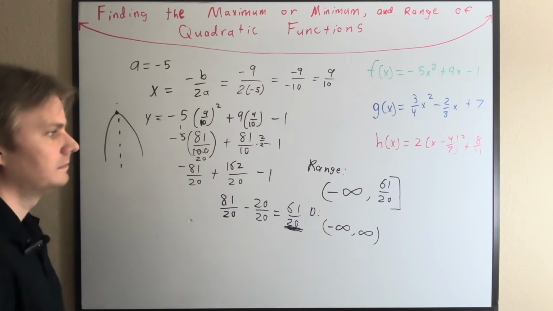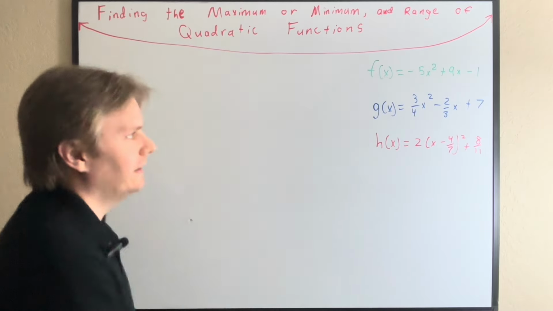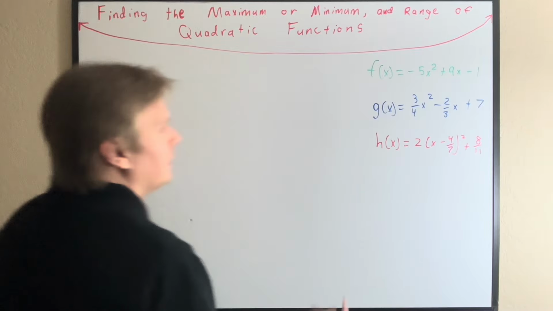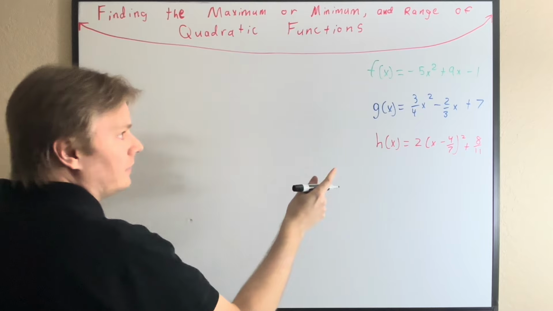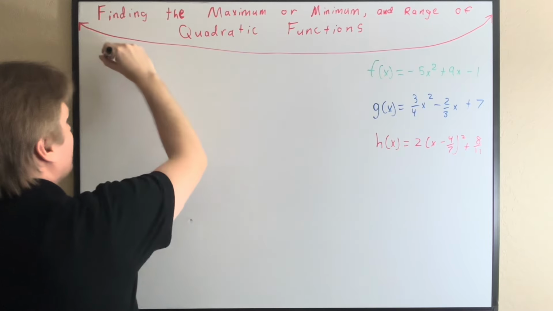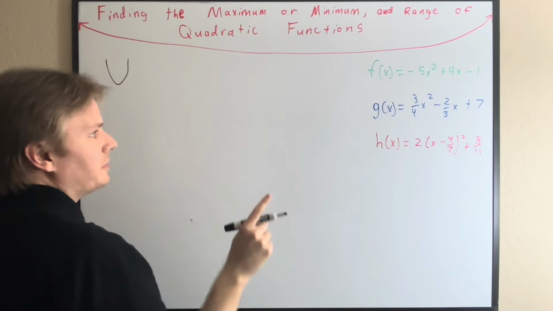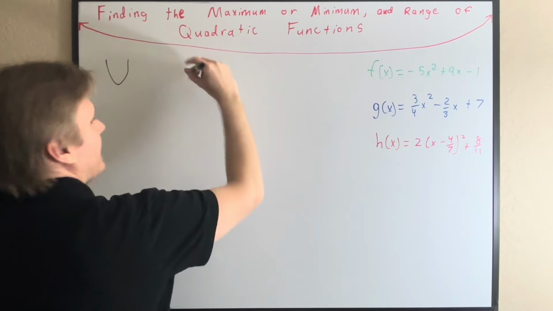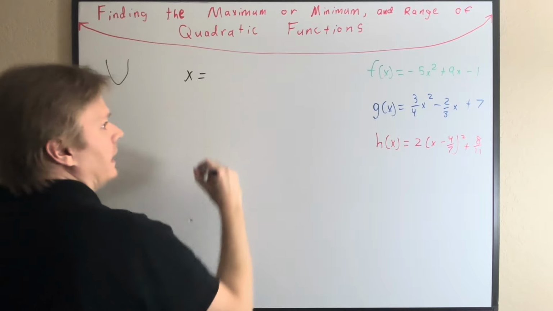All right. Let's erase this and go to the blue one, g of x. What's our a? It's positive, so we're opening up. So we're looking for the minimum this time. What is our axis of symmetry?